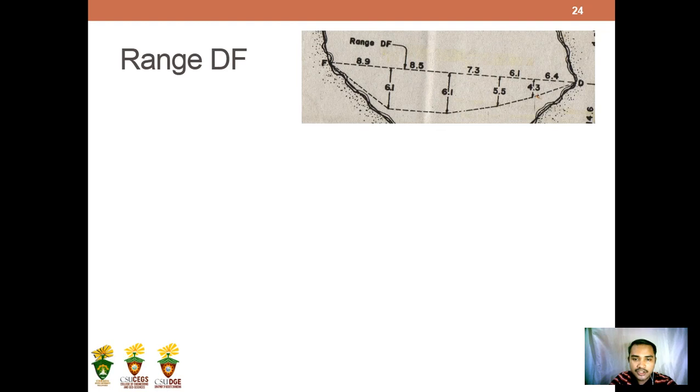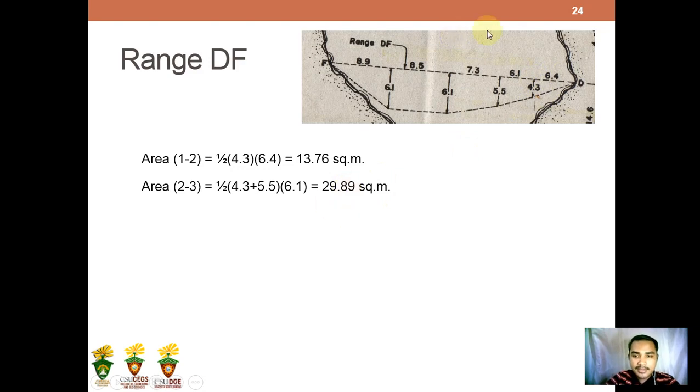Next is for the range DF. So first is again the same procedure. So for verticals 1 to 2, we have 1/2 times 4.3 times 6.4, that leads to 13.76 square meters. Next, between verticals 2 to 3, we have 1/2 times the quantity of 4.3 plus 4.5 times 6.1, that is equal to 29.89 square meters. Next is for the area of the verticals between 3 and 4. So 1/2 times the quantity of 4.5 plus 6.1 times 7.3, that is equal to 42.34 square meters.